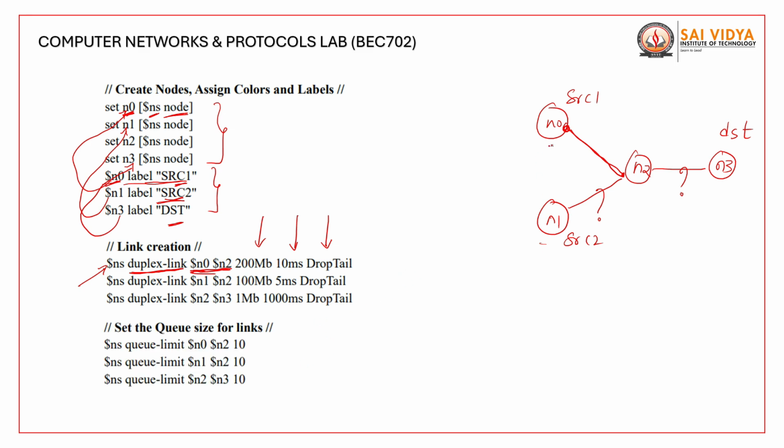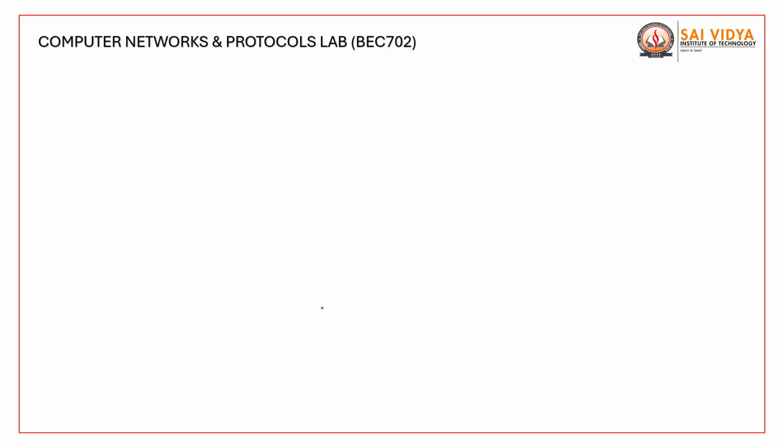The next one is, when the link is established, you have to define the queue size for the link. What is the syntax? $ns, that is the object defined for the simulator. In order to define the queue, you have to write queue-limit, all lowercase. The queue limit is to be defined for the link n0 to n2. What is the value? 10. Similarly, you define for n1 to n2, n2 to n3.